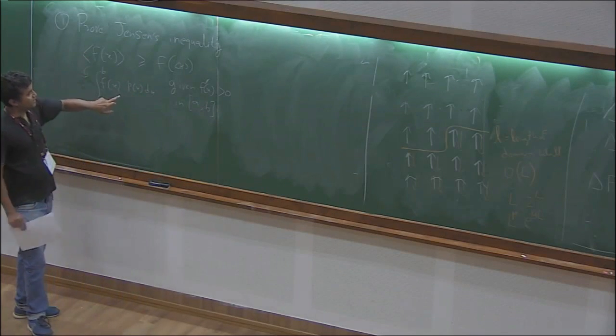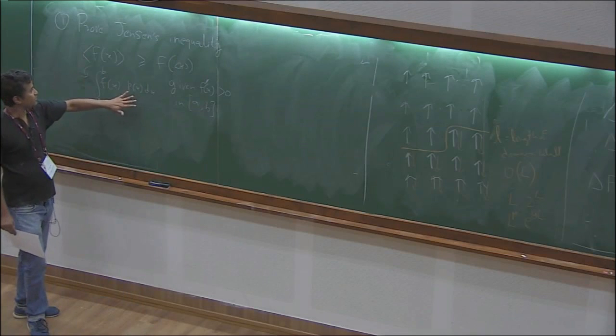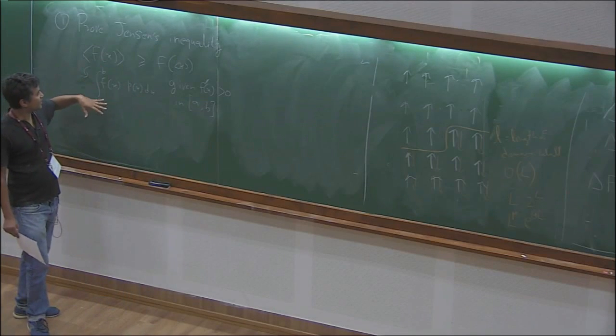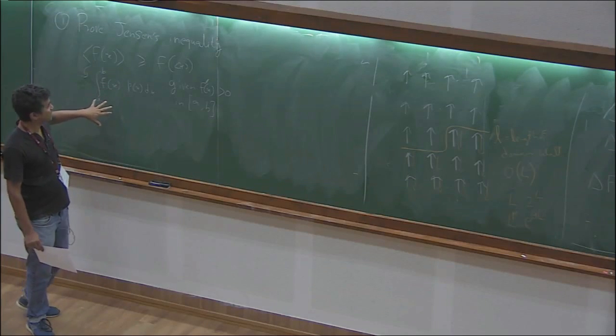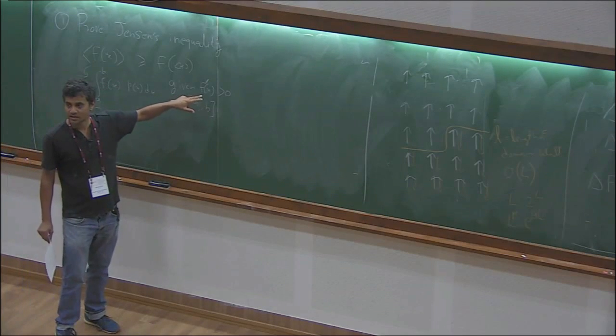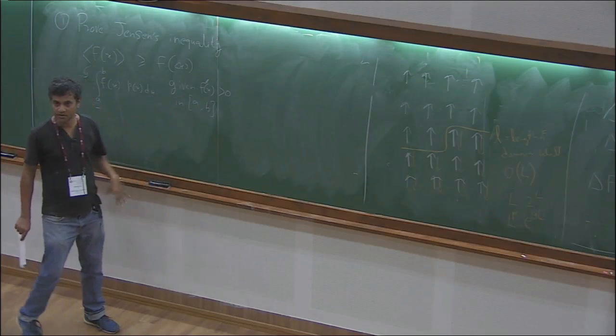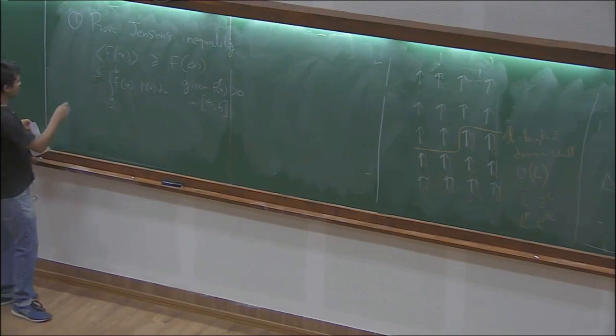Okay, so this average is with respect to some probability distribution, right? That's the definition. And I'm saying that this function f of x is convex in the sense that f double prime is greater than 0 in some region. So I'll just give you a hint of how to do it.